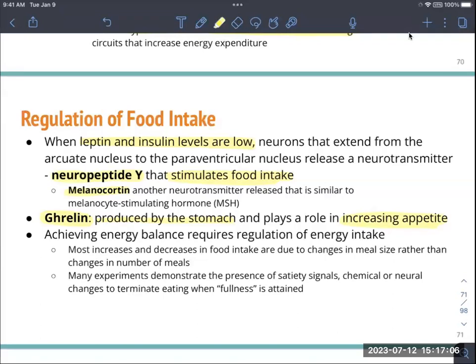So this energy balance actually requires the regulation of energy intake, taking in those calories. Most increases and decreases in food intake are usually due to the different sizes of meals instead of changing the number of meals. There are a lot of different experiments out there that demonstrate the presence of satiety signals, that feeling of being full, chemical and neural changes, and then termination of eating when you're feeling full.